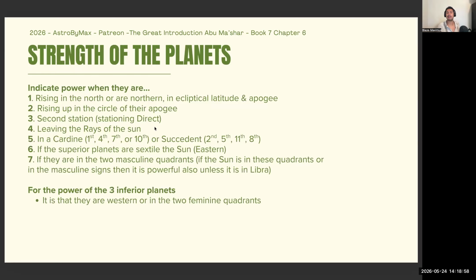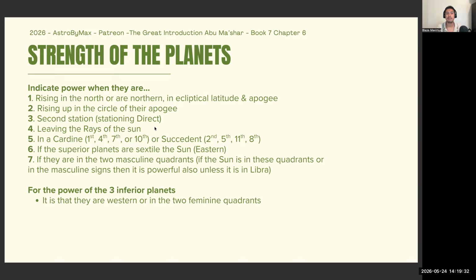And then the strength of the planets, the quwa of the planets again, their power is when they are rising north and they are northern in their ecliptical latitude and in their apogee. So when planets are rising northern, they are ascending, they are getting higher, they are elevating in prominence and visibility sometimes as well. Also when they're rising in the circle of their apogee again, so after the retrograde, then going to the conjunction. The second station, when the planet stations direct, also indicates power and strength, as we've talked about.